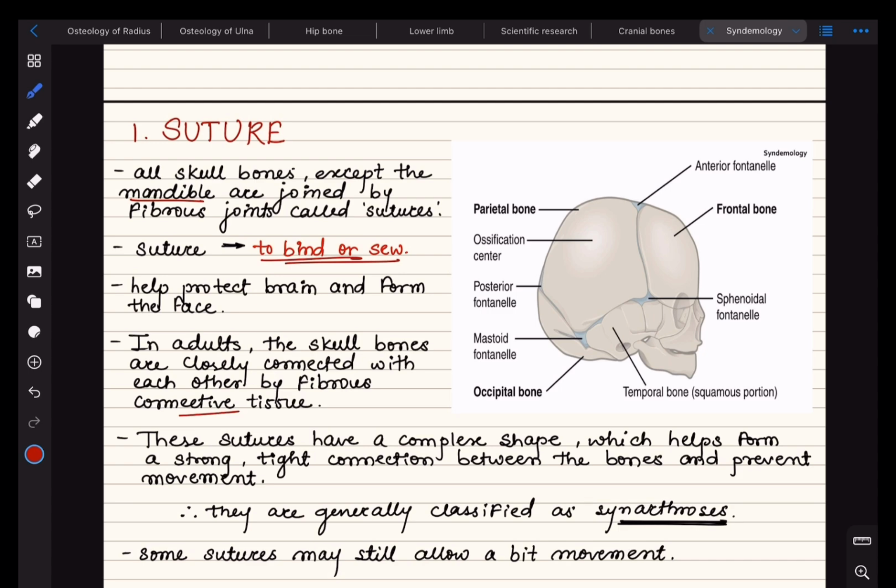These sutures have a complex shape, which helps them form a strong tight connection between the bones and prevent movement. Hence, they are generally classified as synarthrosis. Some sutures may still allow for a bit of movement.